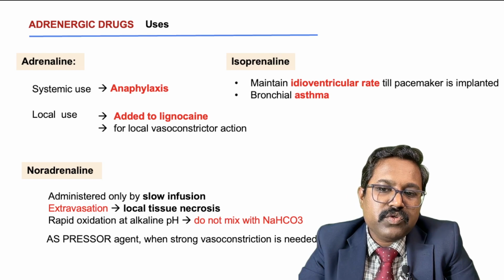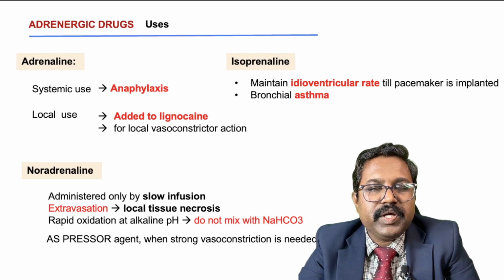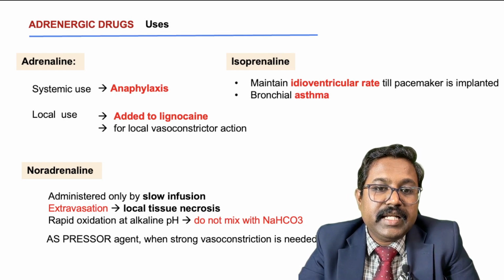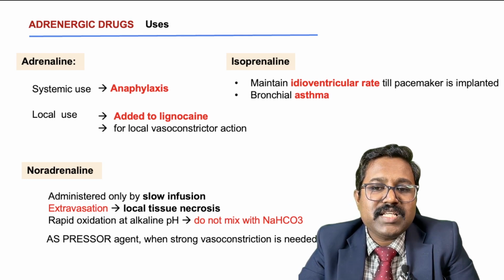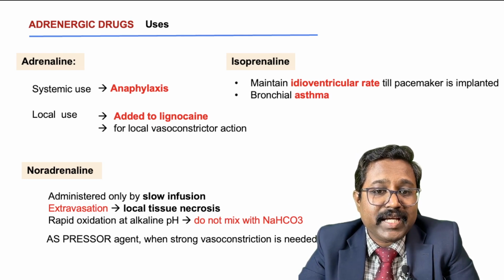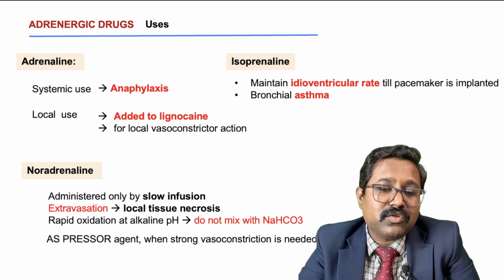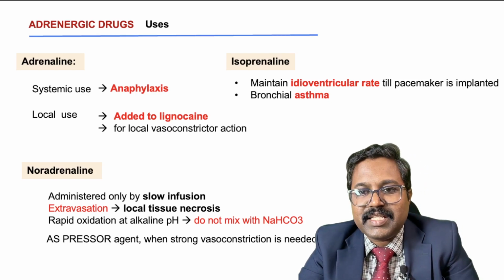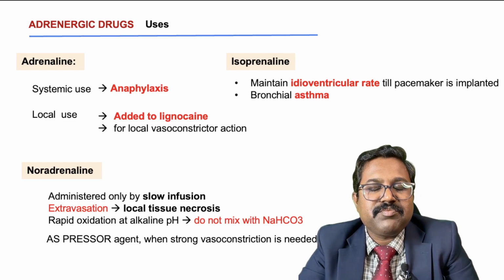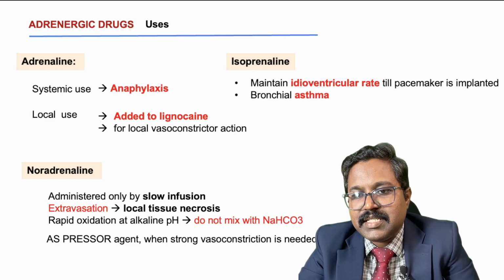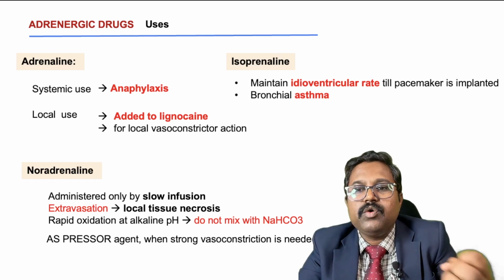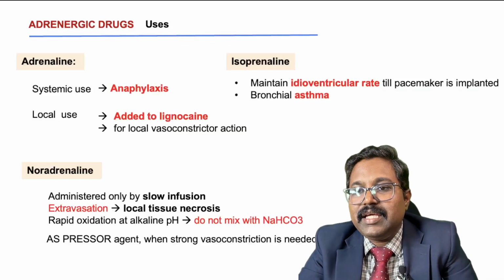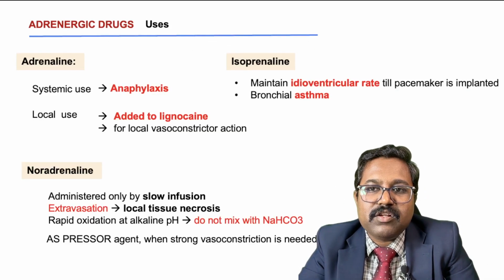Locally, it can be used along with lignocaine to increase the activity of the lignocaine and to decrease the dose as well as to decrease the side effects of the lignocaine, where it produces local vasoconstriction, preventing the drug from reaching the systemic circulation. So isoprenaline, which predominantly acts on beta receptors, maintains the idioventricular rate till the pacemaker is implanted, and it is also useful in case of bronchial asthma.